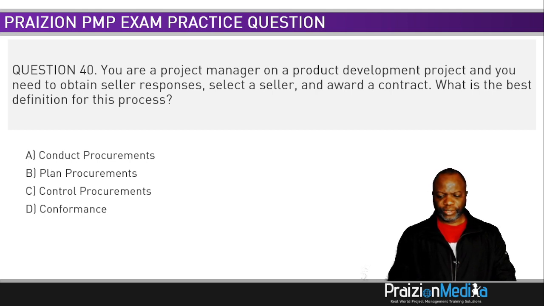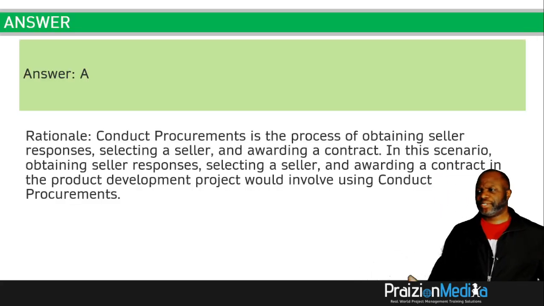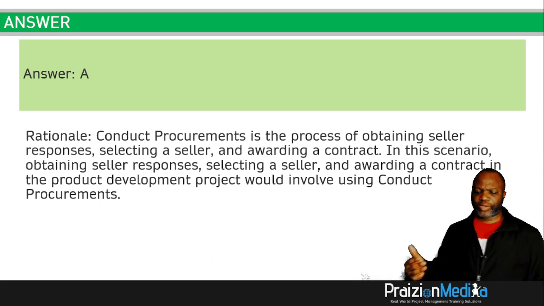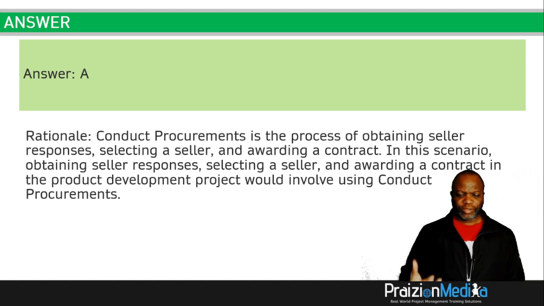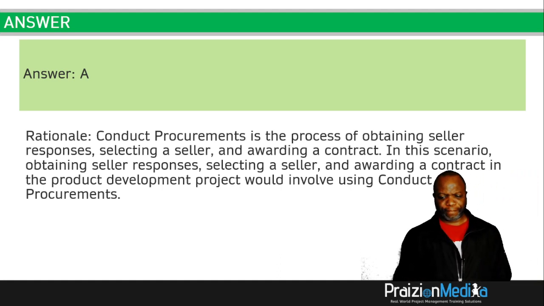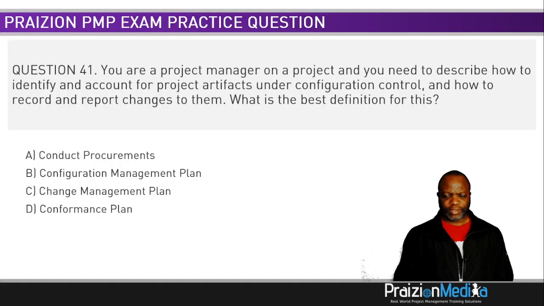All right, 3, 2, and 1. Let's take a look at the correct answer. So the best answer to this, my friends, is conduct procurements. This is where we're doing the multiple things of obtaining seller responses, selecting a seller, and awarding a contract. Pretty straightforward. Okay? All right, let's move on.